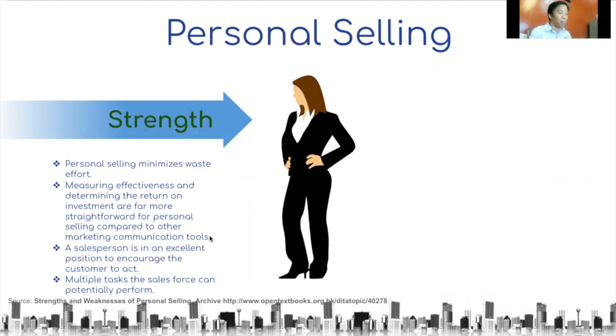So yun, kasi personal siya, personalized. A salesperson is in an excellent position to encourage the customer to act kasi in person. So pwede mong, yung may mga body language kasi yan, nakikita mo yung reaction ng customer. Diba? So mas madali magbenta, mas madaling sige na sir, kailangan mo to. Ganun, di ba? Multiple tasks the sales force can potentially perform. Yan, so marami ka daw pwedeng gawin in a given time.